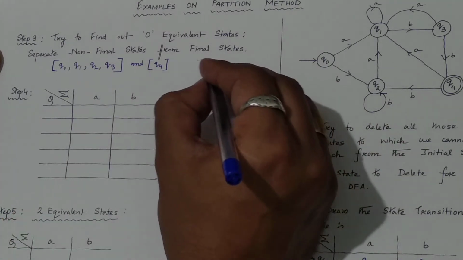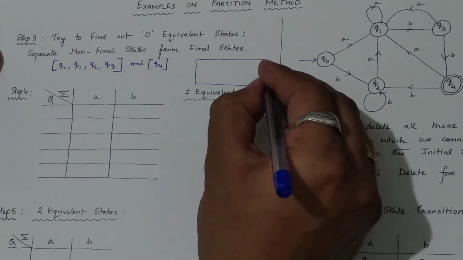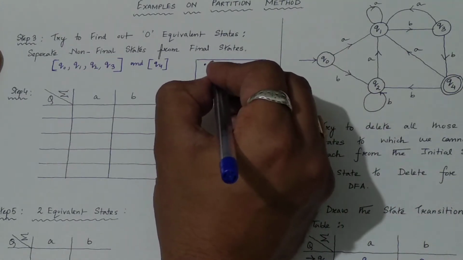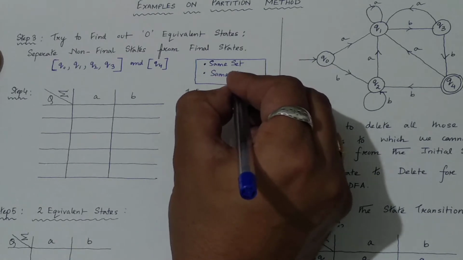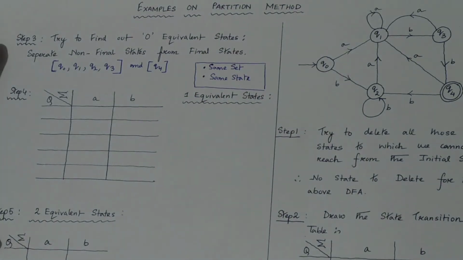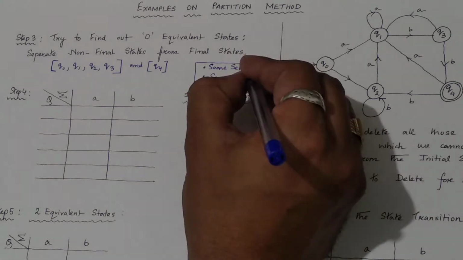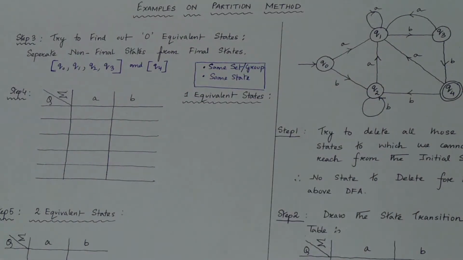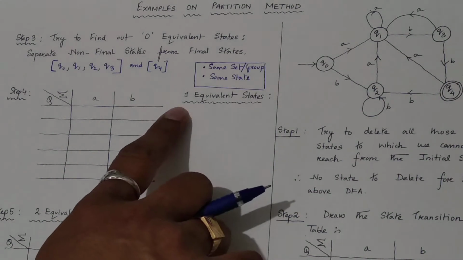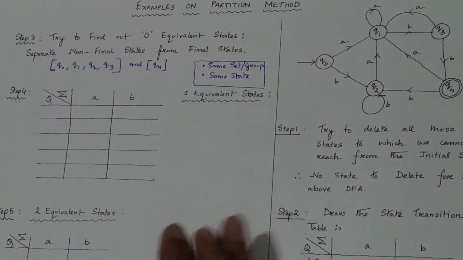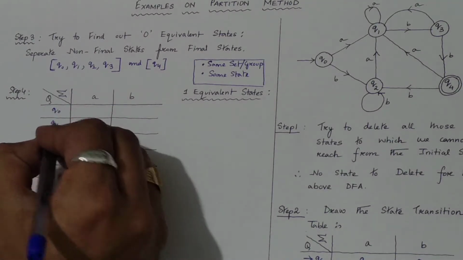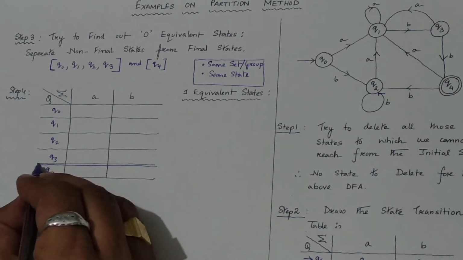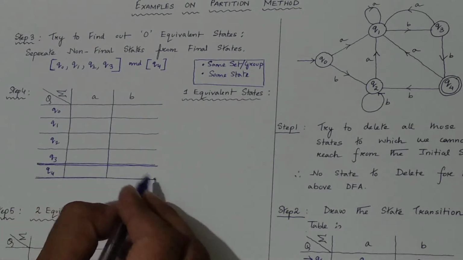Clear? One important thing to keep in mind while working with this algorithm is that you have to check the same set, and you have to check the same state. This is not mentioned here, and this is what I have asked you to memorize, or it will become the easiest option to understand: same set or group, on the same state. I will explain what this means. Now, moving to one equivalent states, we have done zero equivalent. Q4 is a separate group, then Q0, Q1, Q2, Q3 are one group.